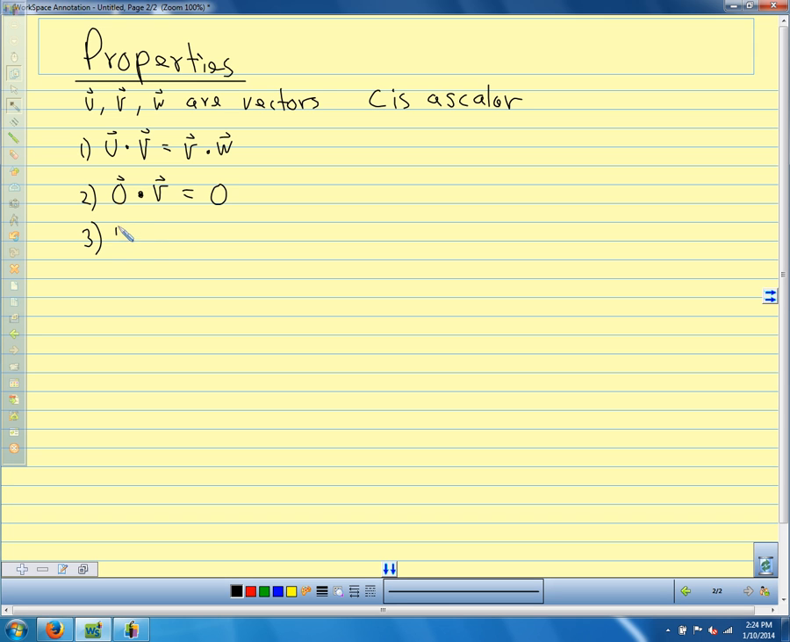The last problem that we did, here's a different way that we can do it. U dot v plus w. We can distribute here. So the dot product has the distributive property. Yes, this should be v plus w. So the dot product is distributive. So this would be u dot v plus u dot w. So we could have done that last problem this way and come up with the same answer.